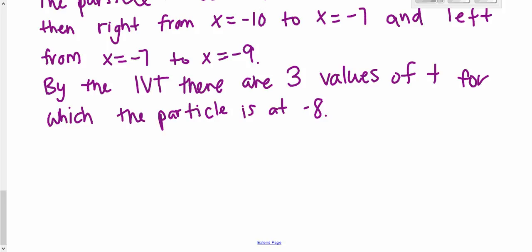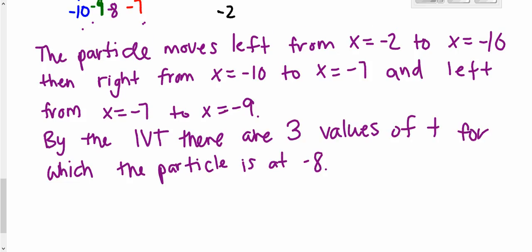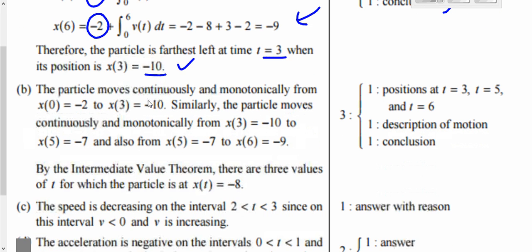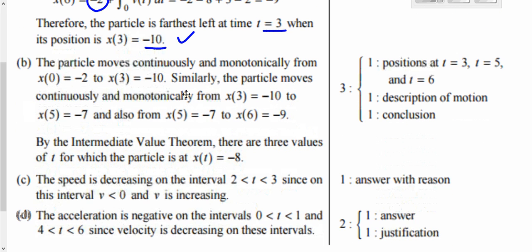And this video is getting kind of long, so I'm going to break up this last FRQ into 2 videos. So this is part B. Let's check against our rubric, make sure that we did part B, and then we will do parts C and D. So this says the particle moves continuously and monotonically. Okay, if we don't use all of this language, I think we're okay.